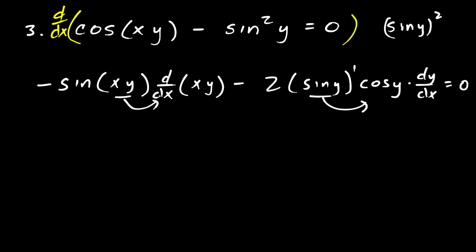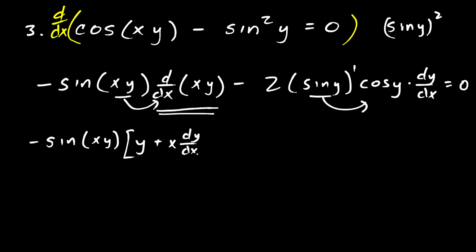So earlier we learned that if we take the derivative of xy, that's always going to be y plus x dy dx. So let's go ahead and write that down. Negative sine of xy. And right here, we can go ahead and get this answer, which we know to be y plus x dy dx. And we can work that out if we had to, if we didn't remember, and that's all right. And then here we're going to have minus 2 sine of y times cosine of y times dy dx.